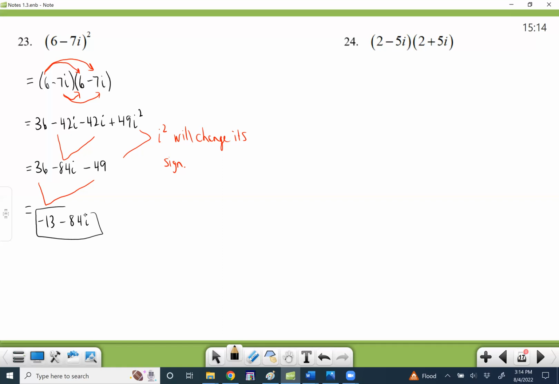Now this next one, you're going to do this a bunch in this class. These actually have a name because they get used so often. These are called complex conjugates. Anytime that you see that the numbers are the same, but that middle sign is different, just the middle sign, those are complex conjugates, okay?